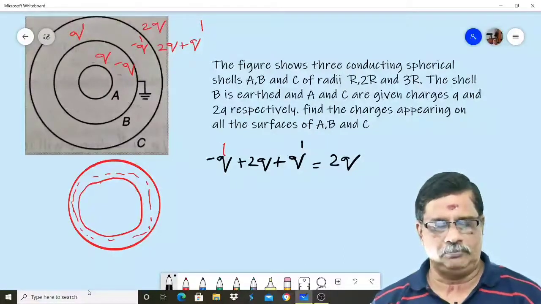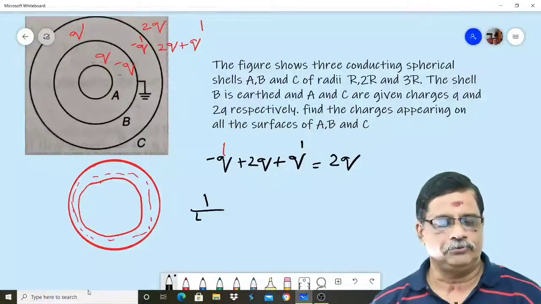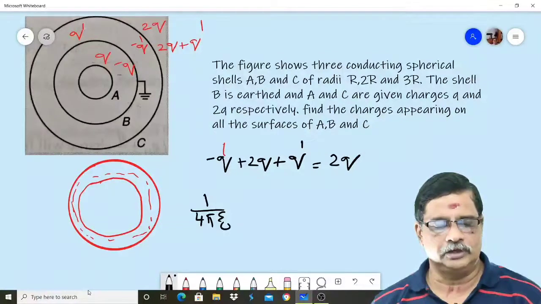Now let us sum all this to find the net potential of B, which should be equal to 0 because the sphere is grounded. So let us write the potential, 1 by 4 pi epsilon 0, times Q by, what is the radius of A?